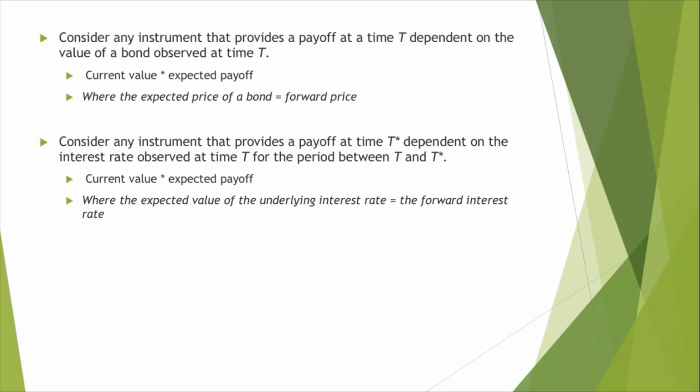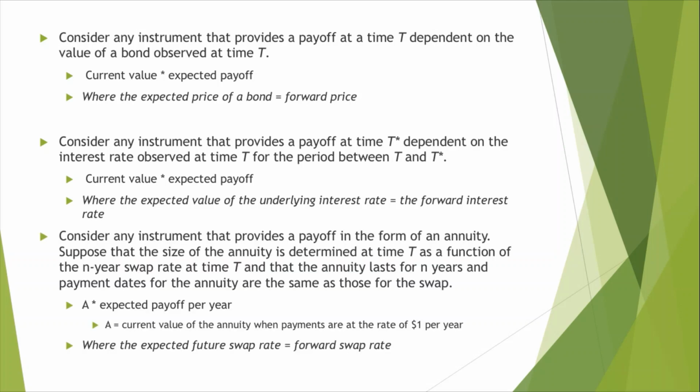The second generalization is to consider any instrument that provides a payoff at time T* dependent on the interest rate observed at time T for the period between T and T*. It's its current value times expected payoff, provided that expectations are calculated in a world where the expected value of the underlying interest rate is equal to the forward interest rate. The final generalization is to consider any instrument that provides a payoff in the form of an annuity.